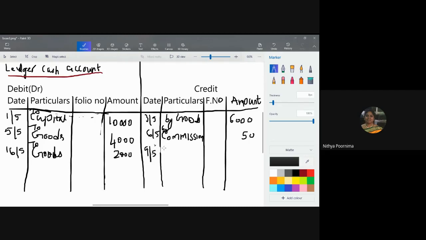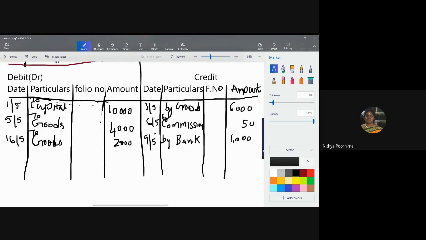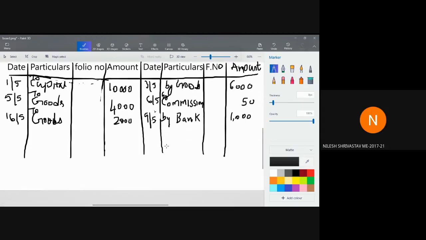It is by bank. By bank it is 1000 rupees. Okay. Then again, can you tell me now? Ma'am, on 14th. What happened to 12th?